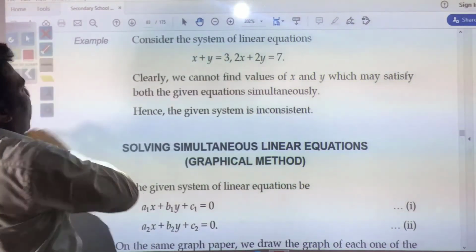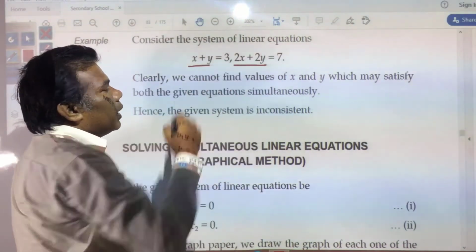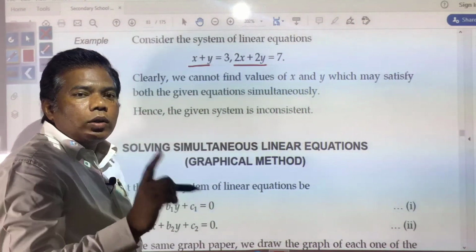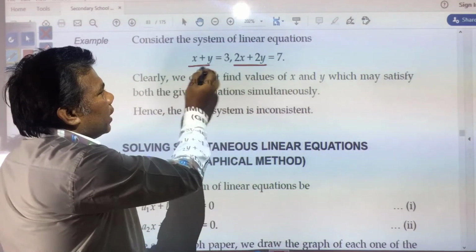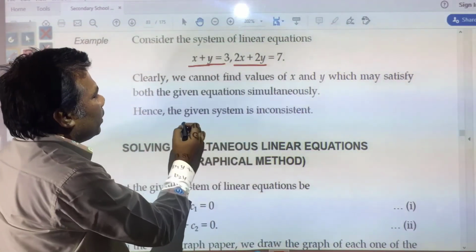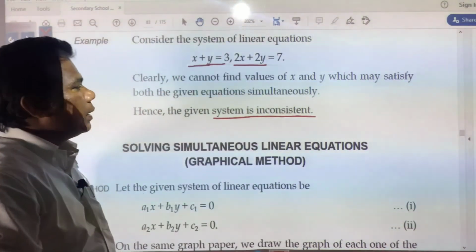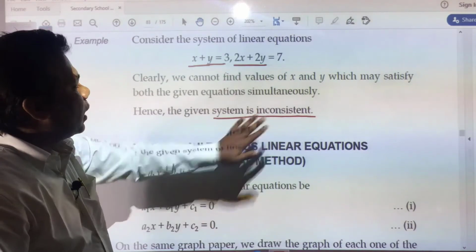Here, you are not getting a solution for x and y which will satisfy both the equations. If you are not getting a solution for x and y which will satisfy both the equations, then that system of linear equations will be called inconsistent. This system is inconsistent.